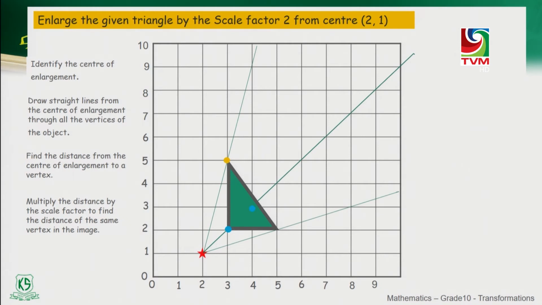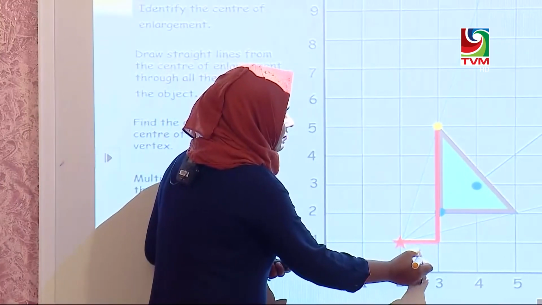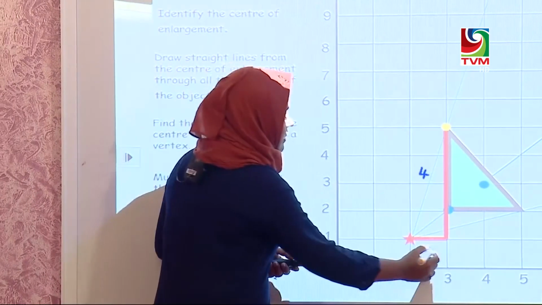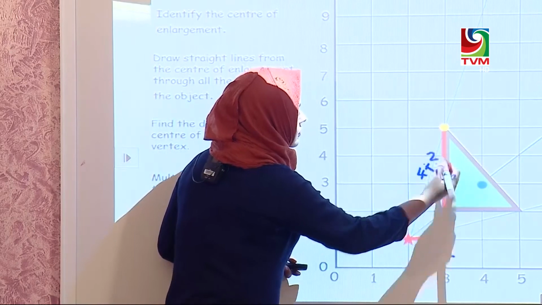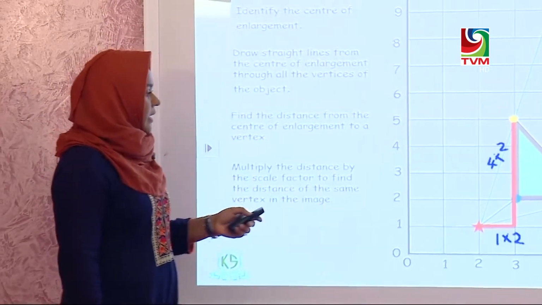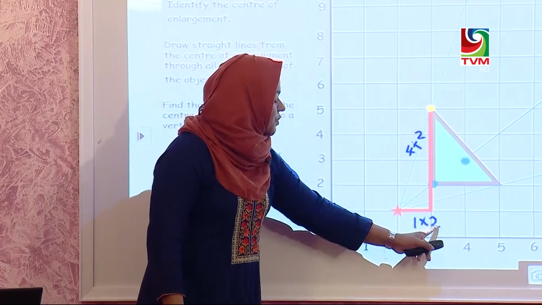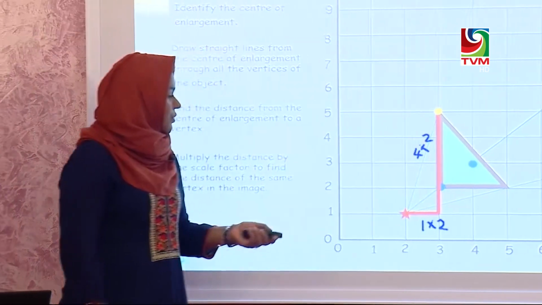Identify another point or another corner. Check the distance from the center of enlargement. From the center of enlargement to this point, we have across 1 and vertically we have 4 squares. Now multiply this distance by the scale factor, which is 2. So the same point on the image will have the distance from the center across 2 squares, and vertically we will have 8 because 4 multiplied by 2 is 8.